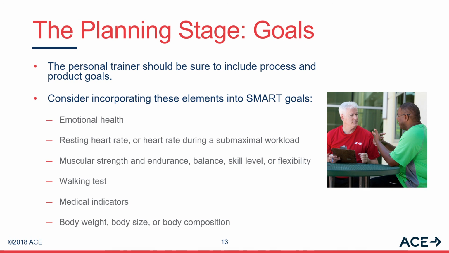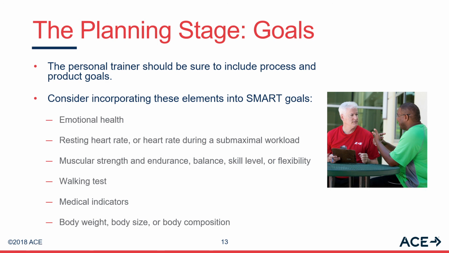Are we balancing out muscular strength and endurance, skill level, flexibility? There are walking tests that we can incorporate, medical indicators, their body weight, size, and body composition. So all these things factor into how we're going to goal set. Are we balancing out our workouts? Are we creating safe, effective workouts? What is their body composition? Is it in a healthy category? Do we need to work on getting it to a healthy category?